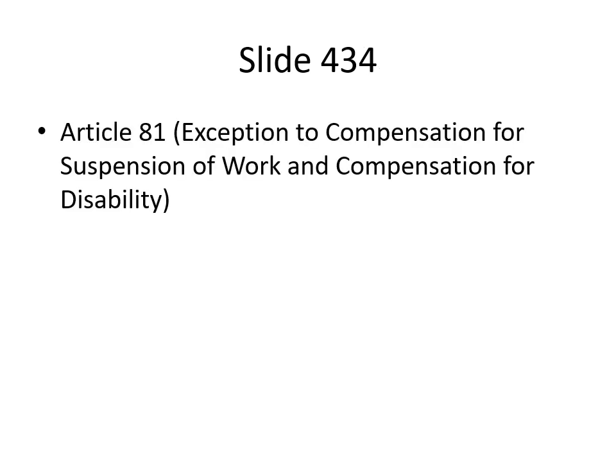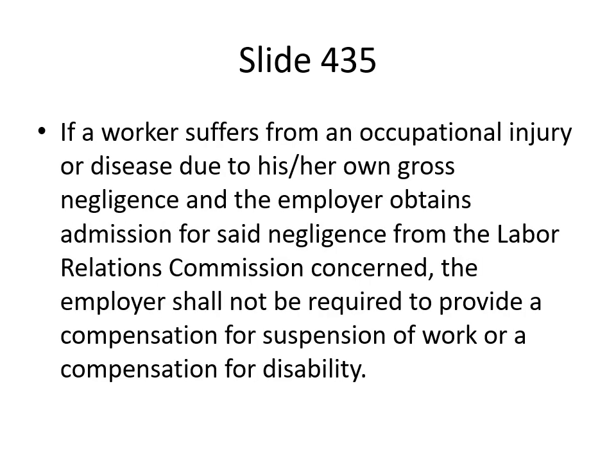Article 81. Exception to compensation for suspension of work and compensation for disability. If a worker suffers from an occupational injury or disease due to his/her own gross negligence and the employer obtains admission for said negligence from the Labor Relations Commission concerned, the employer shall not be required to provide a compensation for suspension of work or a compensation for disability.